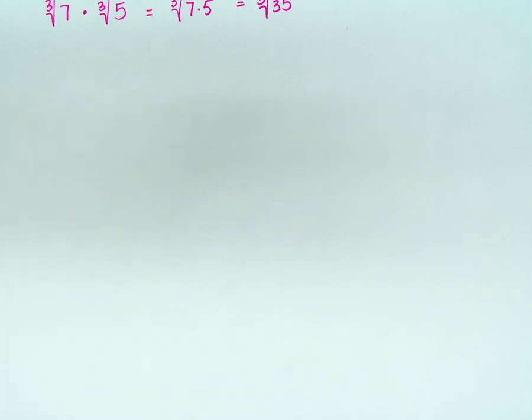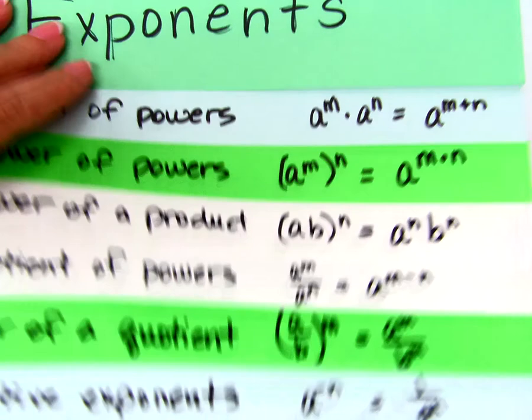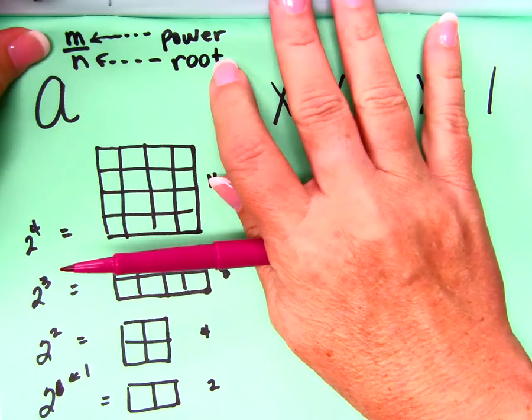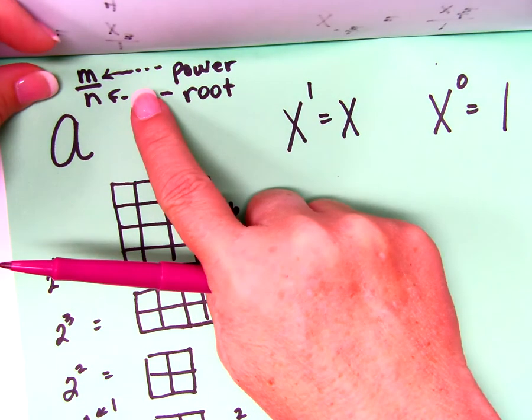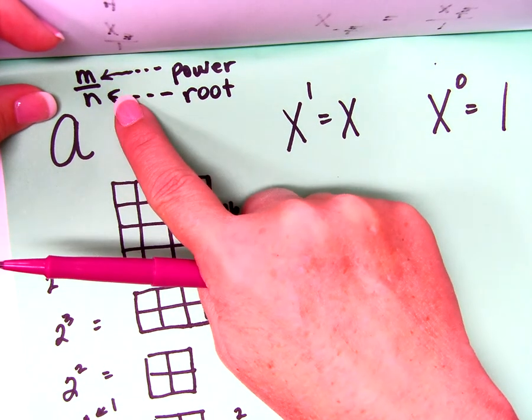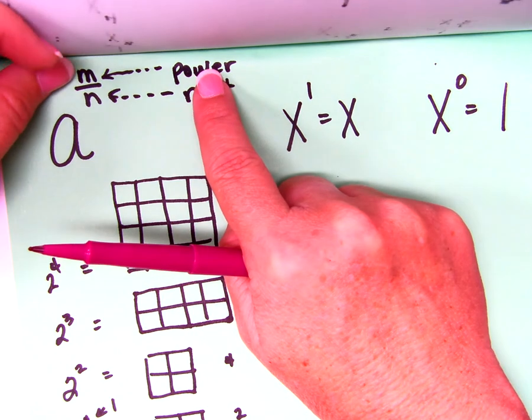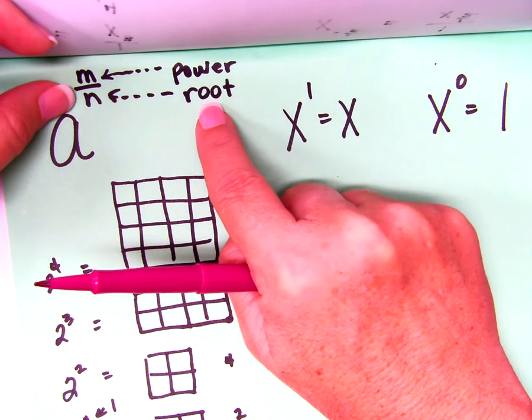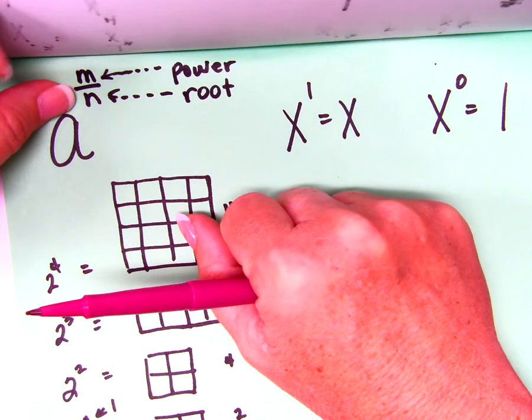So another thing you've got to be able to do is go back and forth from radicals to exponents. If you'll remember, when we did our foldable yesterday, one of the things that we put on the very back was this. A to the m over n power, and we said the numerator of the exponent was the power, the denominator of the exponent was the root, right?